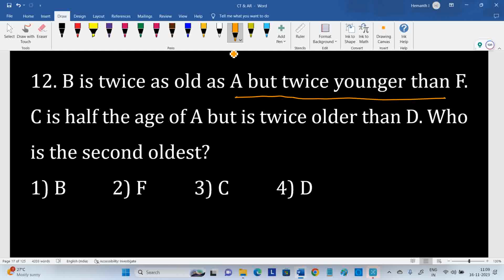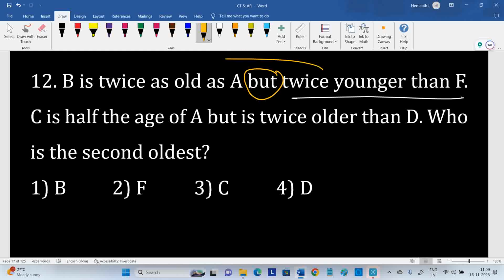Listen. If we don't know basic English, or maybe during seating arrangements when we are given some inputs, when you have a word but, this twice younger than F is related to which person? Is it related to A or B? When you have and, but, while, this is related to B. B is twice as old as A, B is twice younger than F. When there is and, but, while, whatever follows is related to the first candidate. It's not that A is twice younger than F, that is wrong. B is twice younger than F.